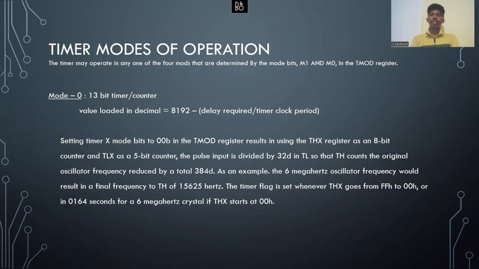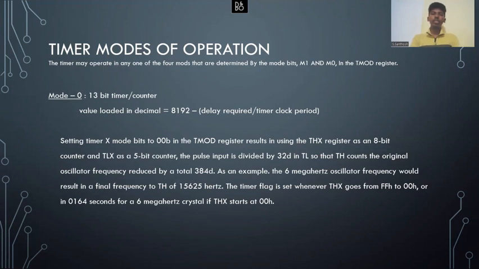The timer flag is set whenever THX, that is timer high X, either 0 or 1, depending on the type of timer you're choosing, whether it's timer 0 or timer 1, that is the value of X, goes from FFH to 00H. That is, FFH is the highest value of the timer, and 00H is the lowest value, and that is in hexadecimal. That's why I'm mentioning it as H in the last. Or in 0.164 seconds for a 6 megahertz crystal if THX starts at 00H.